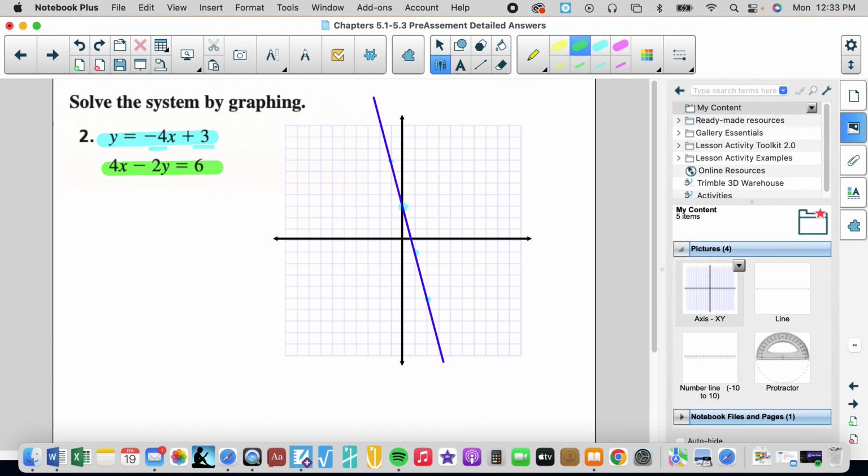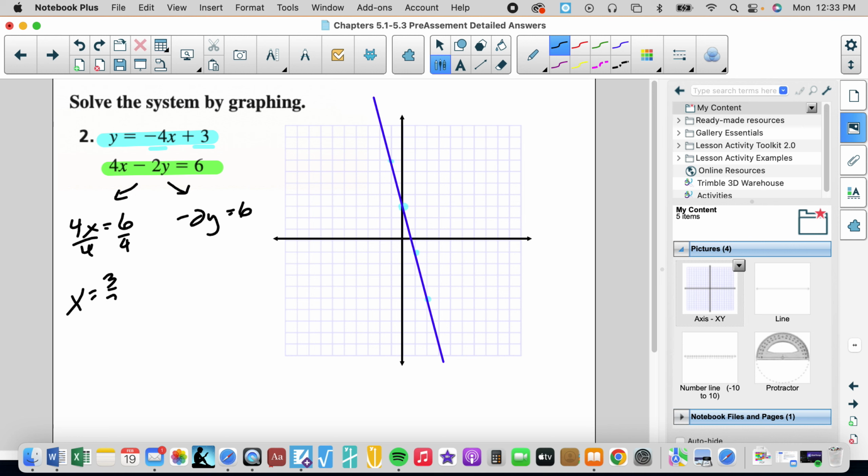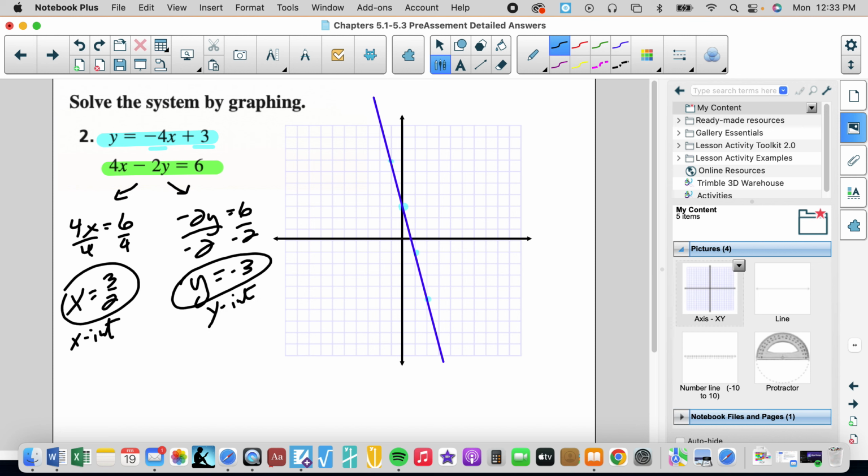Now the yellow equation is in standard form. So we're going to use the cover-up method. We cover up the y term and we get 4x equals 6. And then we cover up the x term and we get negative 2y equals 6. We're going to solve for those variables. We get x equals 3/2. That's my x-intercept where it crosses the x-axis. We divide by negative 2 and we get y equals negative 3. That is my y-intercept.